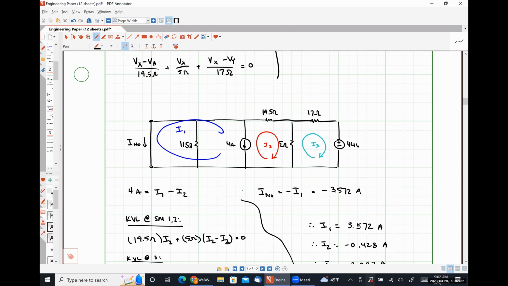Right. So if I open circuit the 4 amp source and recognize that the 11.5 ohm resistor isn't in there, what it looks like is 44 volts in series with 17 ohms, and then I have 5 ohms in parallel with 19.5 ohms. Right, which is a very easy problem. Yeah. So to me, that's easier than mesh because it's voltage division and Ohm's law, minus 4.